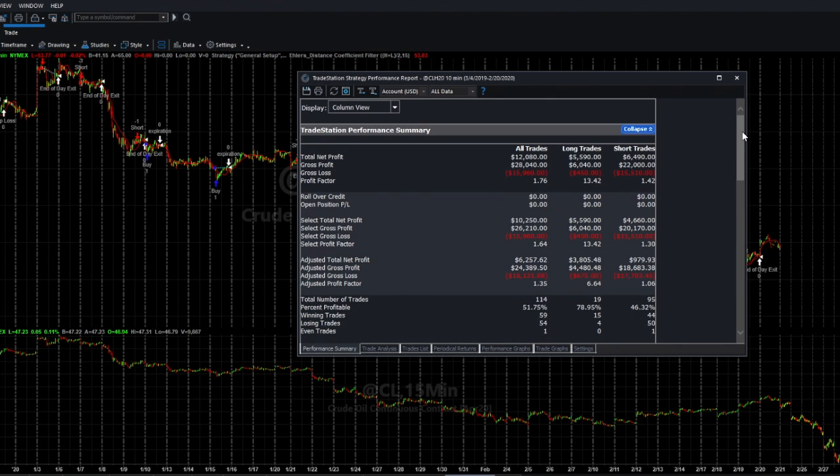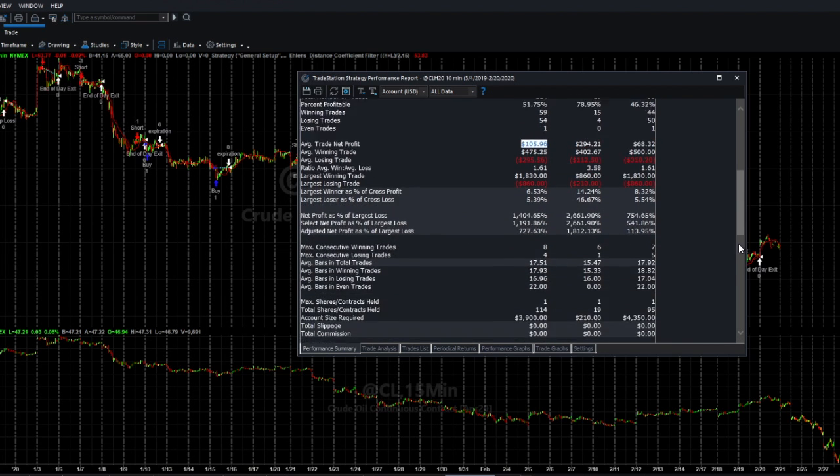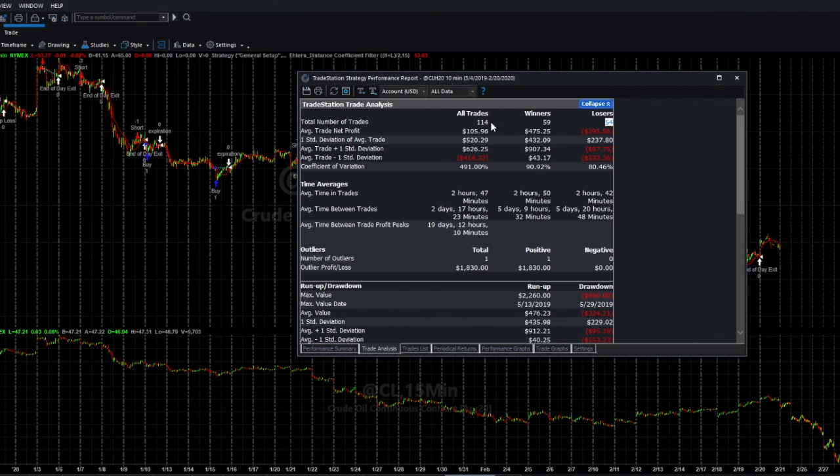Let's look at numbers. Now the total profit went to $12,080. Profit factor 1.76. Still, I think it's the same amount of trades, 114, can't remember. And the total net profit went up to 105. The drawdown is lower. 59 winning trades, 54 losing trades.